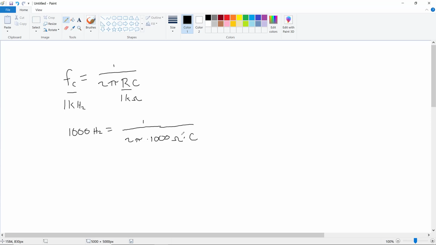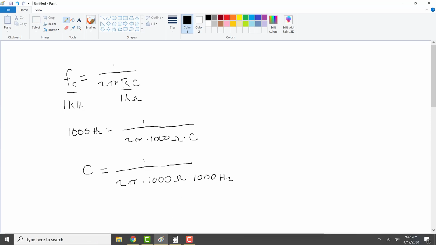So now what I have to do is solve for the capacitor. I can bring that over, multiply both sides by that, and then divide both sides by 1000, and I get the capacitance that I want is 1 divided by 2 pi times 1000 ohms times 1000 hertz. Okay? So that's what I can do to figure out my capacitance. I can say the capacitance is 1 divided by 2 times pi times 1000 times 1000.